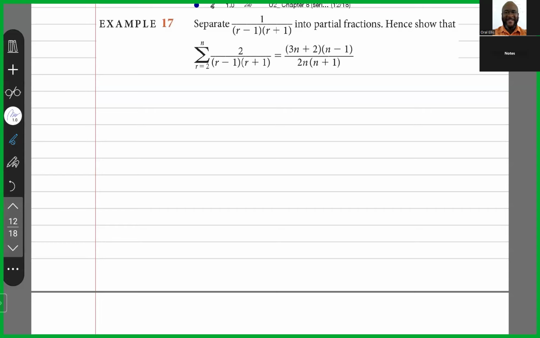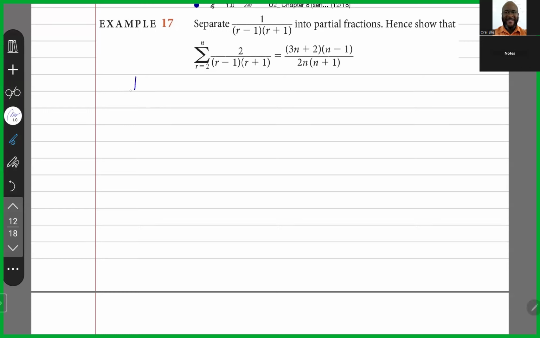Right, so let's have a look at example 17, which asks us to separate 1 over (x minus 1)(x plus 1) into partial fractions, and hence show that the sum of 2 over (r minus 1)(r plus 1) from r equals 2 to n is equal to (3n plus 2)(n minus 1) over 2n(n plus 1). So how are we going to start this? Let's do the partial fraction first.